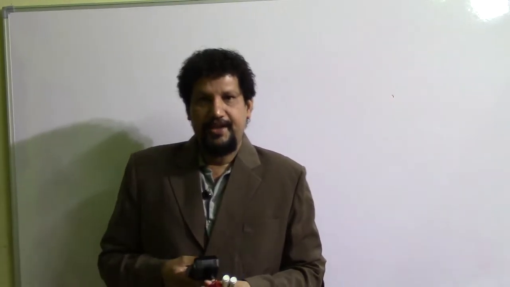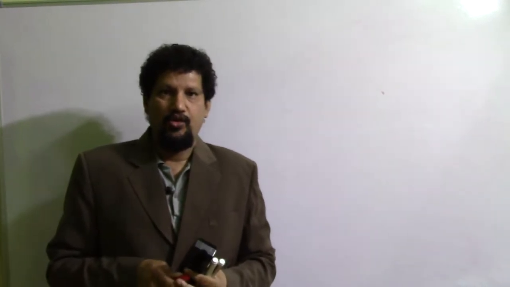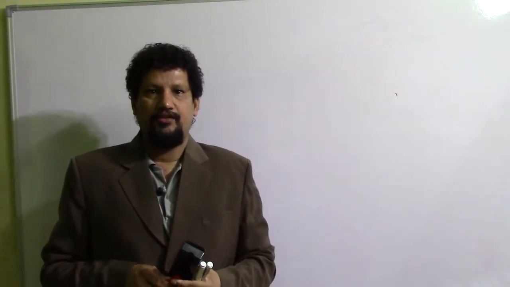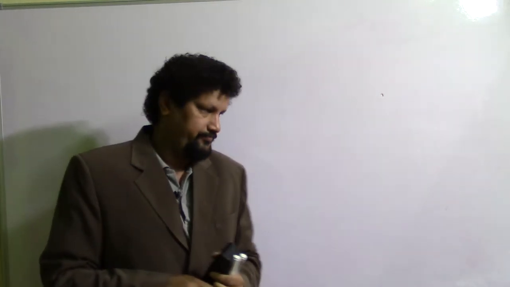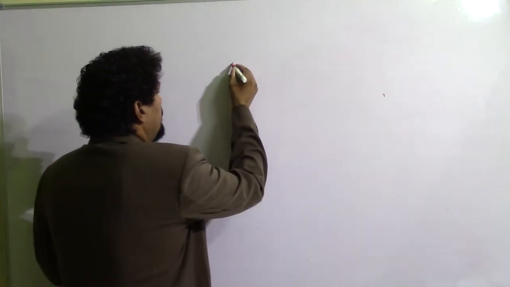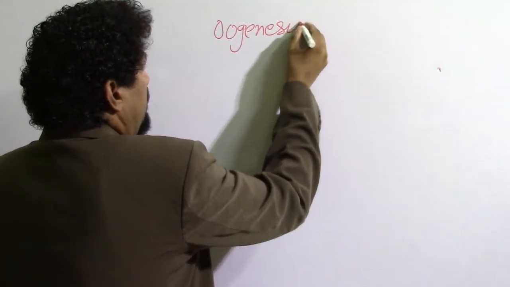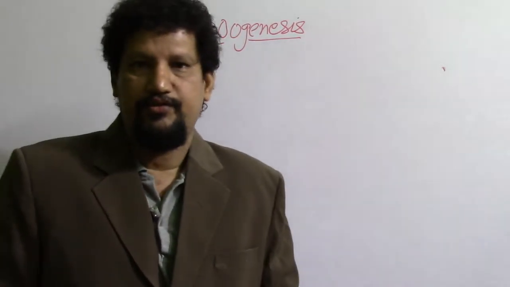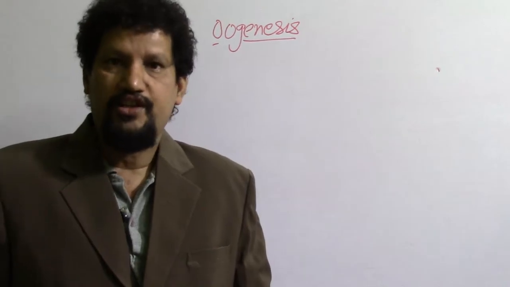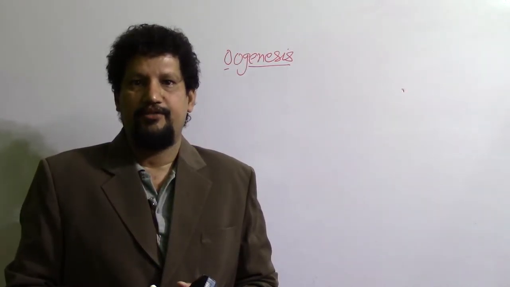Welcome. Today, I will start with oogenesis. Oogenesis is formation of female gamete from primordial germ cell. Before proceeding to the process of oogenesis, first of all, I will talk about the anatomy of the female reproductive tract.